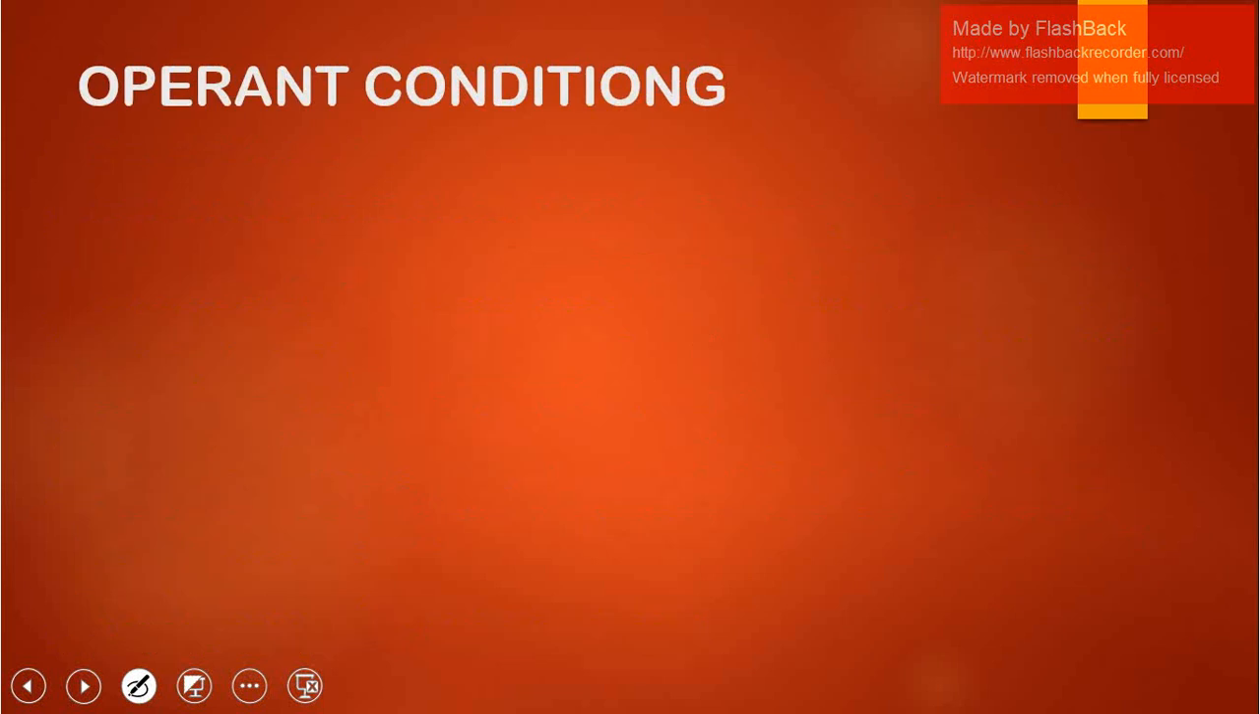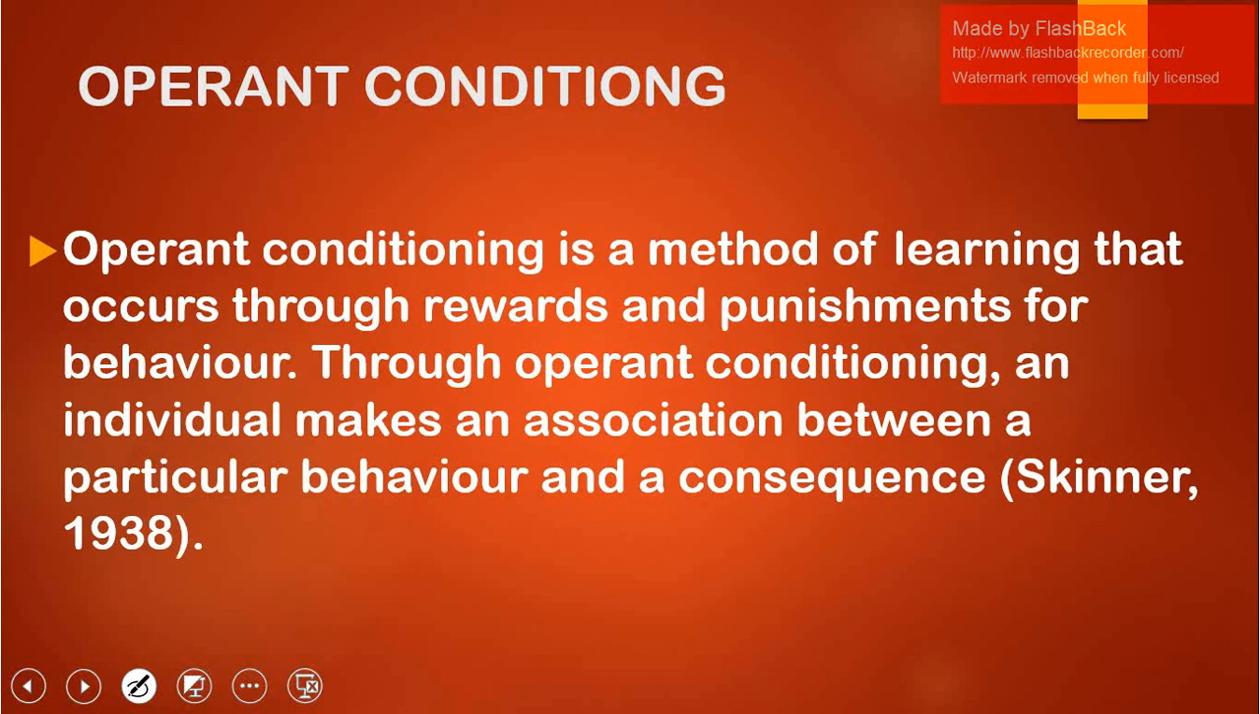What is operant conditioning? Operant conditioning is very important and is one of the crucial key points in this theory. Operant conditioning is a method of learning that occurs through rewards and punishment for behavior. There would be punishment or a reward for the action, and operant conditioning means free will action. Through operant conditioning, an individual, a person, makes an association between a particular behavior and consequences.